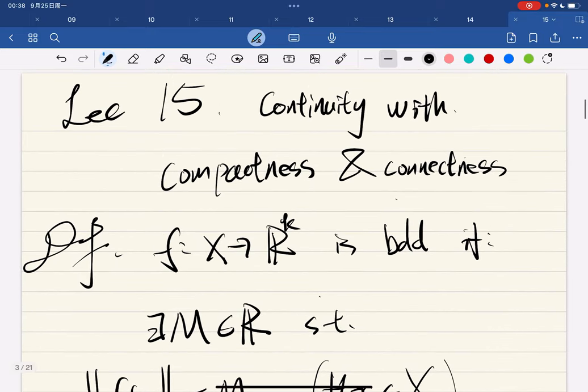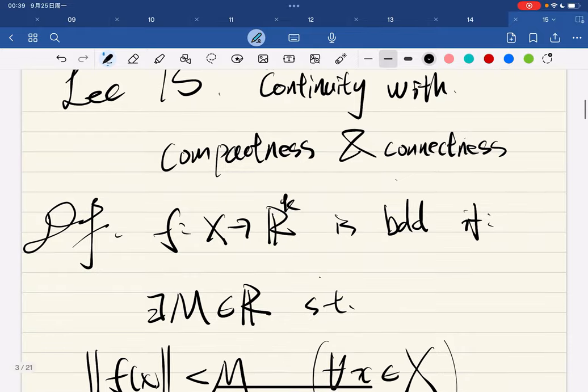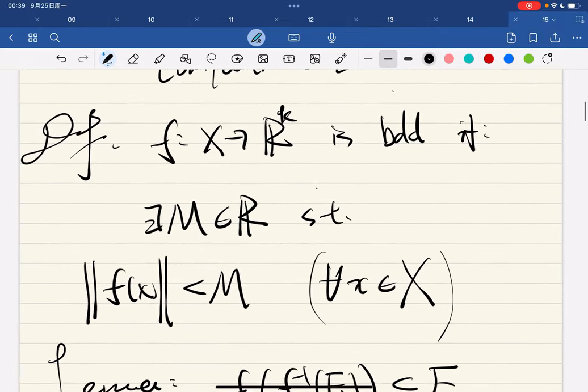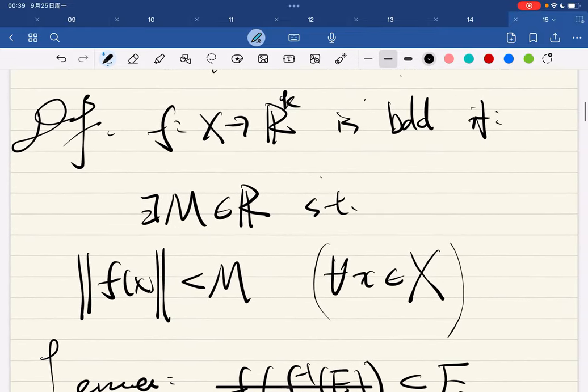Lecture 15, continuity with compactness and connectedness. It's important. So we're going to first introduce the definition of being bounded.